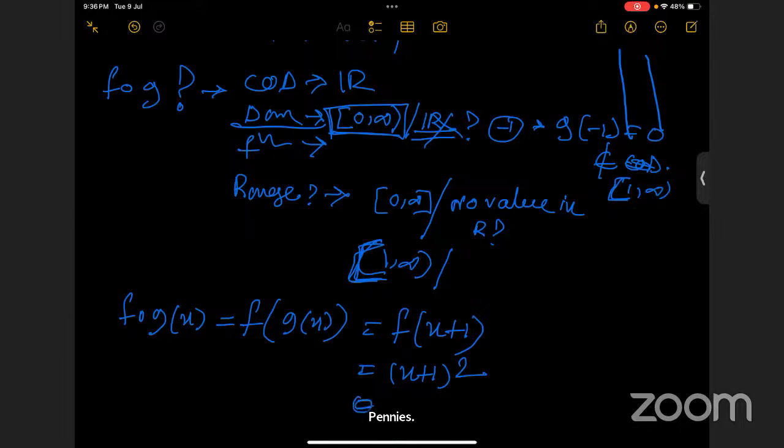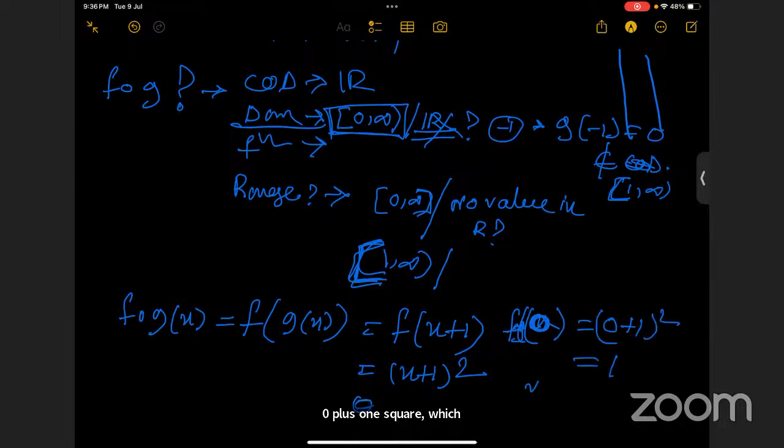So what will be the range then? We have 1 to infinity. Yes, this is correct, because if we put 0, this is the lowest value. Then f compose g of 0 will be (0 plus 1) squared, which is 1. And if x tends to infinity, then f compose g of x tends to infinity.